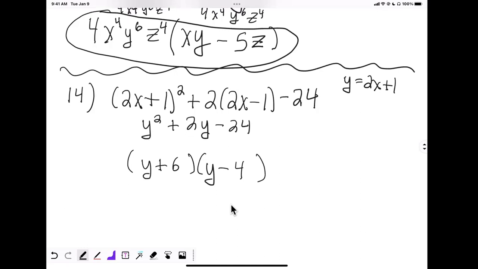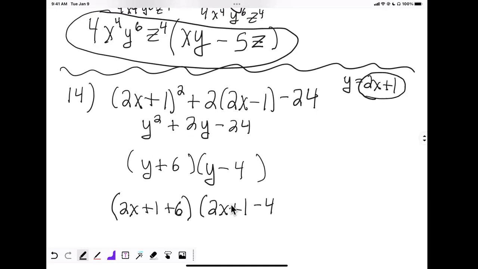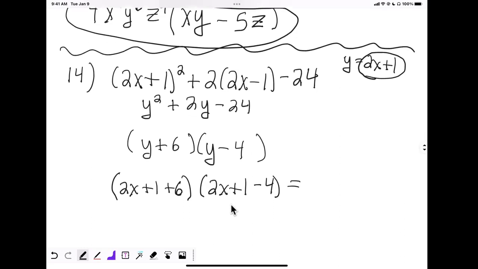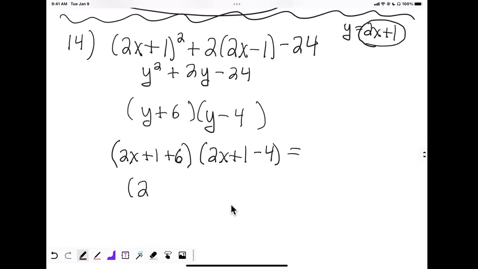But we're not done, because we have to now substitute back. So what we have to do is wherever y is, we're going to put 2x plus 1 back in. So 2x plus 1, then the plus 6, and then the 2x plus 1 minus 4, and then we just have to simplify it. So we get 2x plus 7, 2x minus 3.